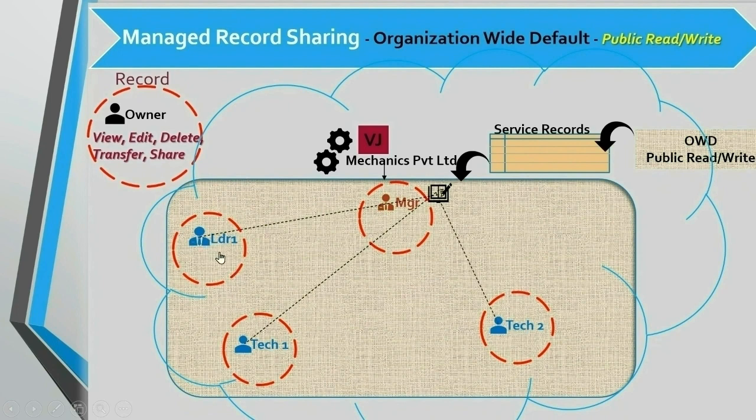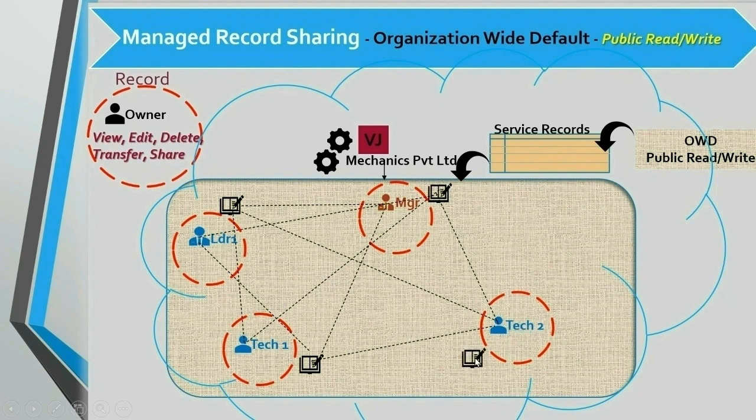The read write permissions of the LDR1 created records would be shared to MGR, Tech1, Tech2. The read write permission of the Tech1 created user record would be shared to LDR1, MGR, Tech2. Same way, the read write permission of the record created by Tech2 would be shared to MGR, LDR, and Tech1.